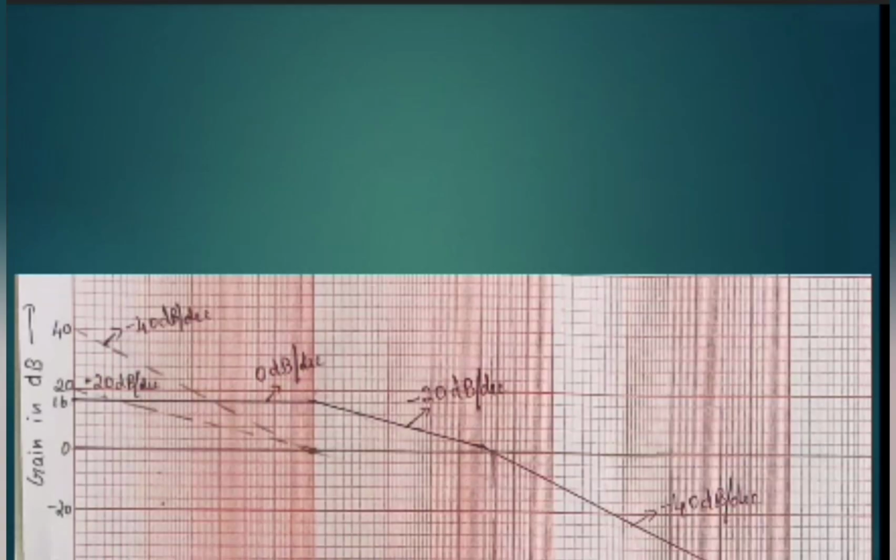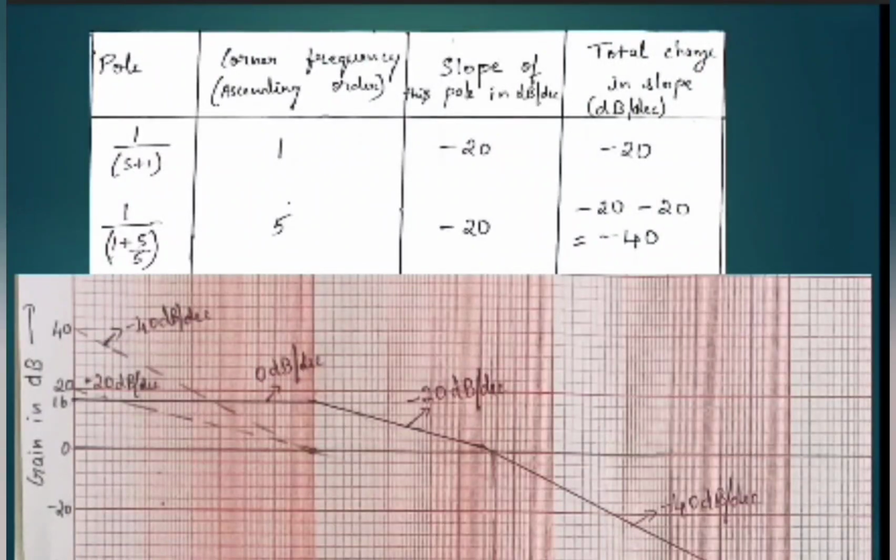So this is the magnitude plot. Let's see how to plot it. Let's go with the table. We'll start the graph at 16 decibel, which is nothing but 20 log of 6. And you can see that the constant k has a slope of 0 decibel. So we are drawing a straight line at 16 decibel until it reaches the first corner frequency of the pole 1 divided by s plus 1. So after 1, we have a minus 20 decibel per decade slope. So I am going to draw a minus 20 decibel per decade.